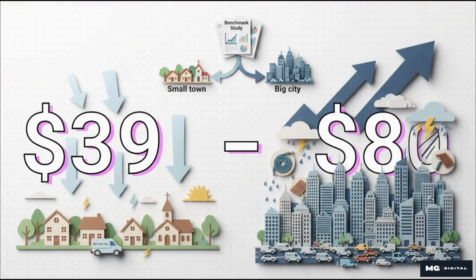So, you might have heard from various benchmark studies out there that a typical lead in 2026 runs somewhere between $39 and $80. For context, electrical services usually sit near the lower end, around $39, while things like roofing and restoration can easily soar well past $80 in highly competitive areas. But here is the thing, relying on these average numbers will totally derail your strategy.